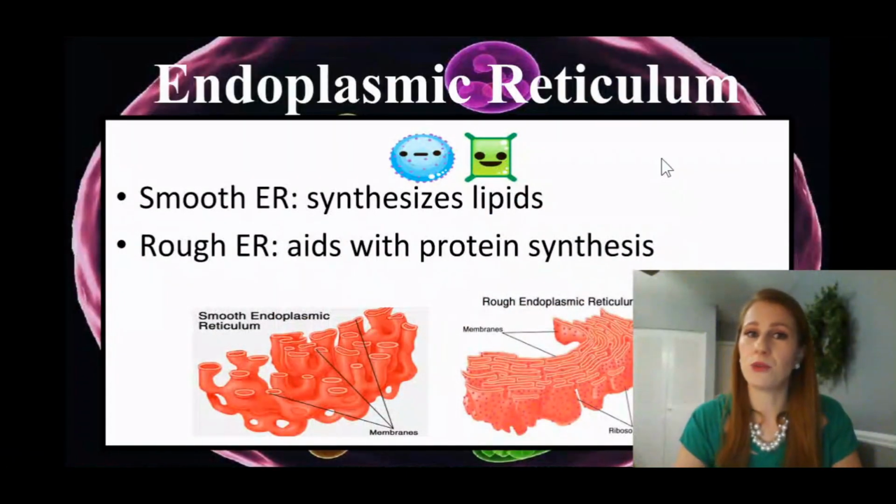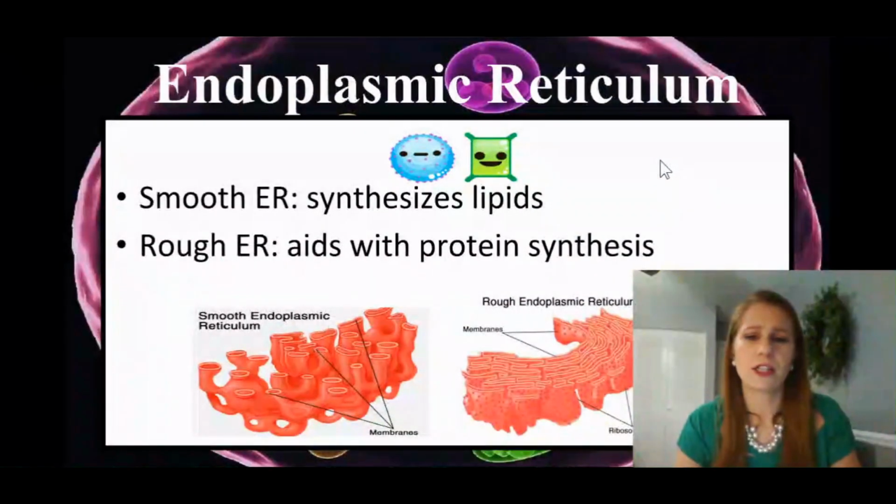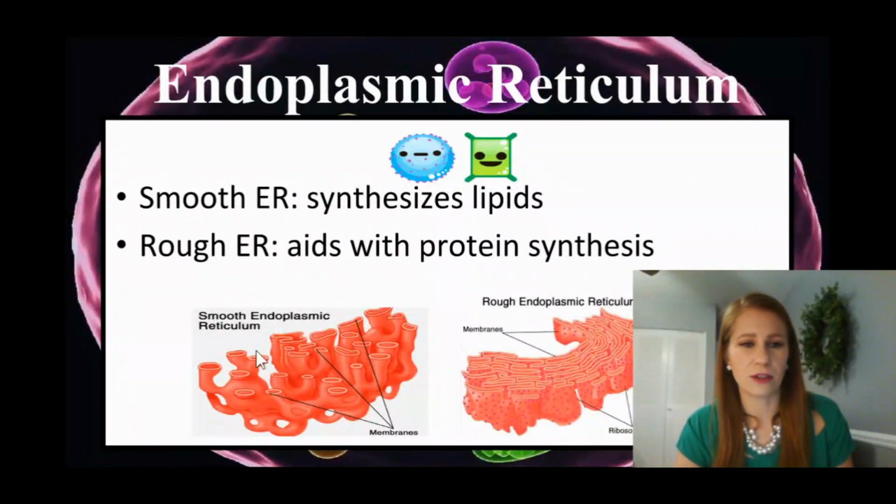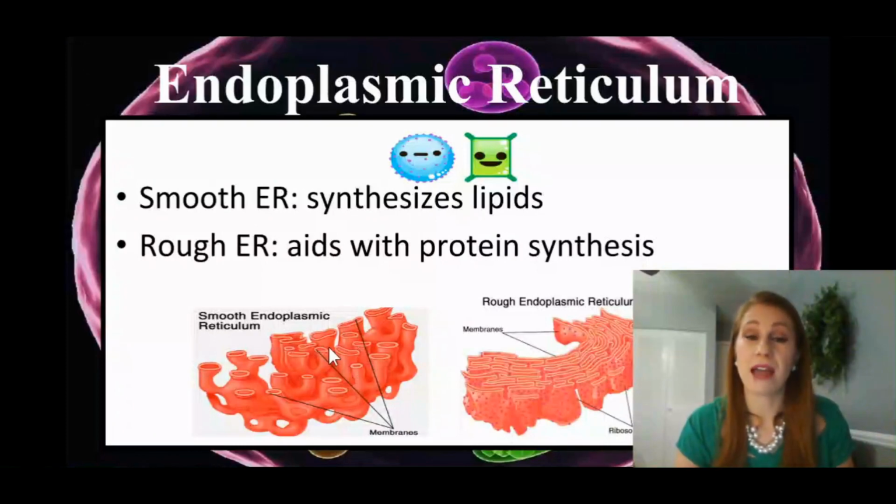Then we have the endoplasmic reticulum. We already talked about the rough endoplasmic reticulum and how it helps with making proteins. But the smooth endoplasmic reticulum, we can tell it looks smooth over here. It doesn't have any ribosomes embedded in it. We don't see those little polka dots in the smooth endoplasmic reticulum. And its job is to synthesize lipids. Another name for lipids is fats.